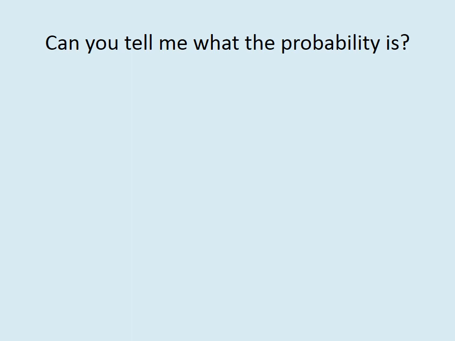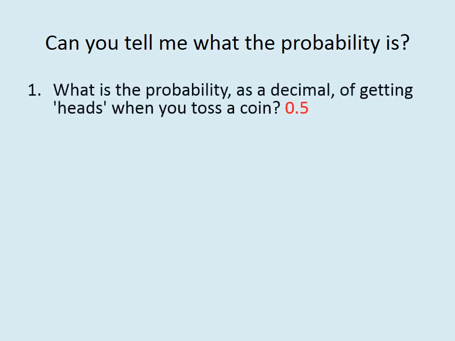Now let's solve some examples. Can you tell me what the probability is? Number 1, what is the probability as a decimal of getting heads when you toss a coin? When we toss a coin, we have heads and tails, right? So it's even chance. Even chance means half, right? So half as a decimal is 0.5.